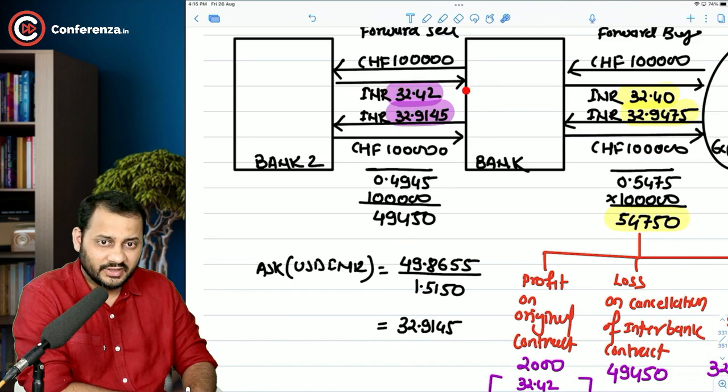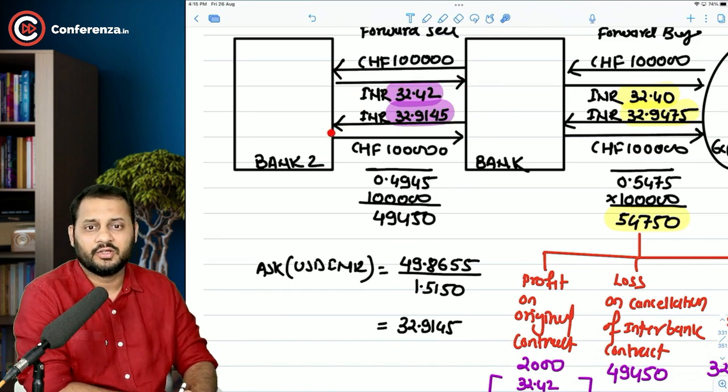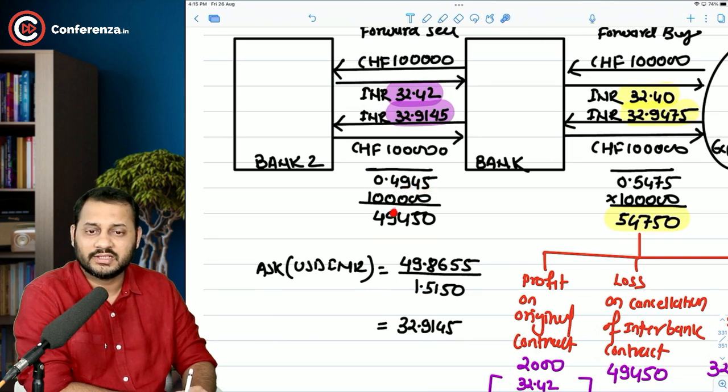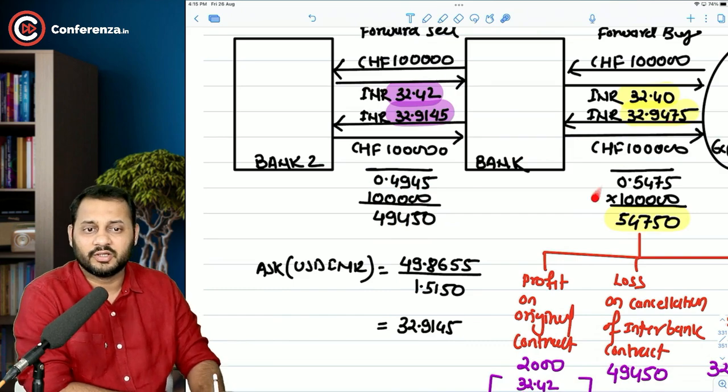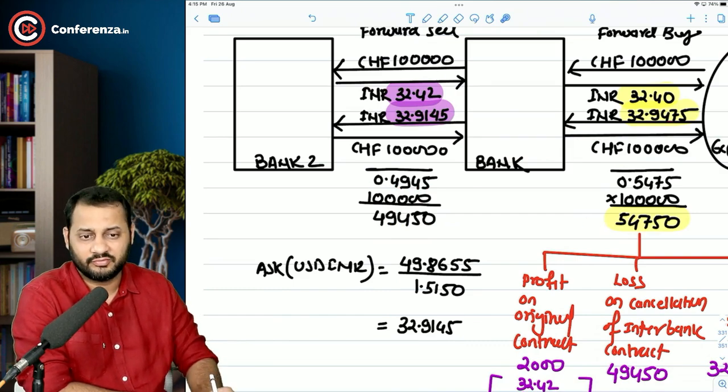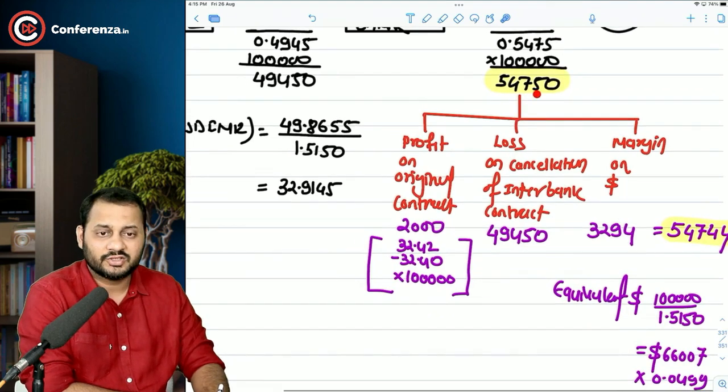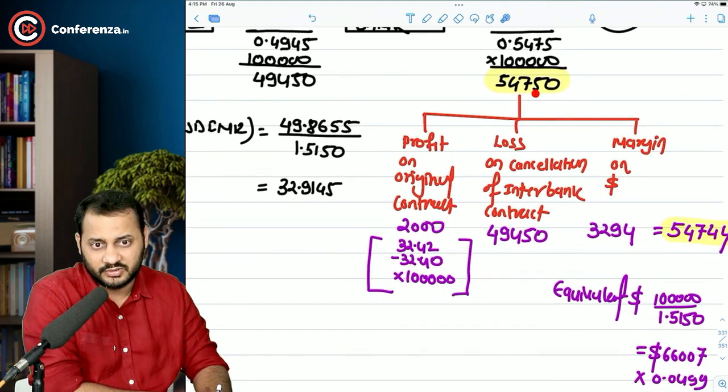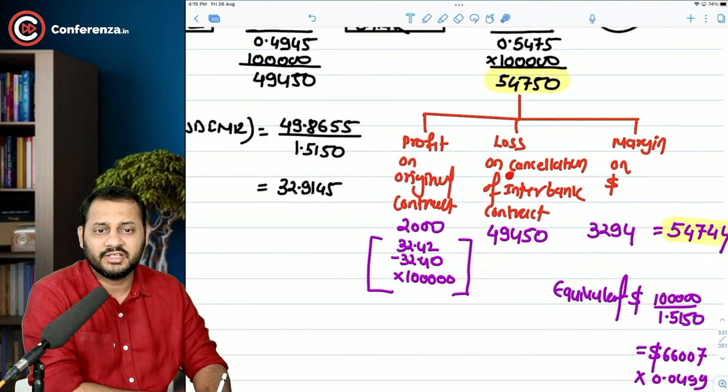So we are receiving less, paying more. There is a loss to us of 0.4945. That's 49,450. This loss will be recovered from the exporter and it is included in this 54,750. Have a look. There are three parts of the loss that we have recovered from the customer. First, the loss on cancellation of interbank contract. We had an interbank contract.